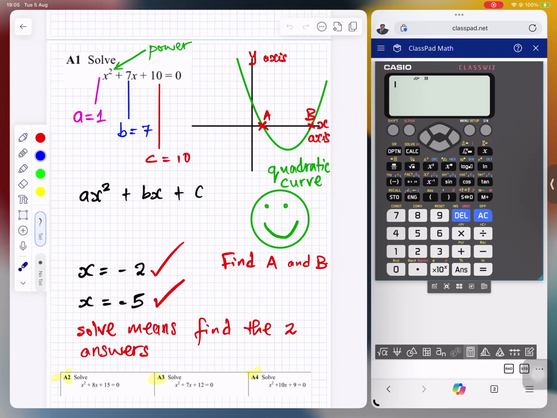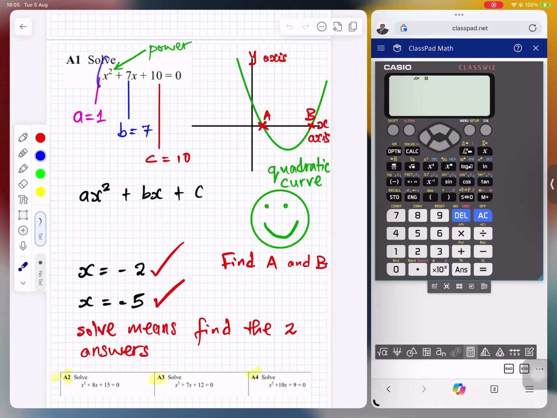And the reason why I draw a smiley face there is because the quadratic curve is a U shape. So it's like a smiley face. Now, we use a calculator to solve it. You can also do it without a calculator, but when you use a calculator, it's easier. And this is how you use a calculator.